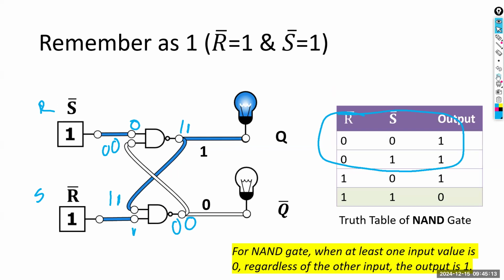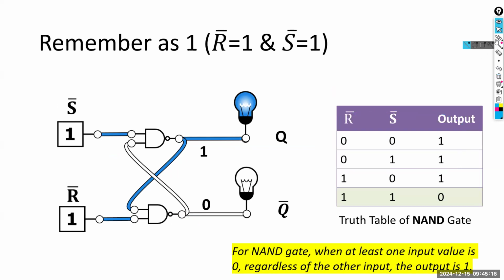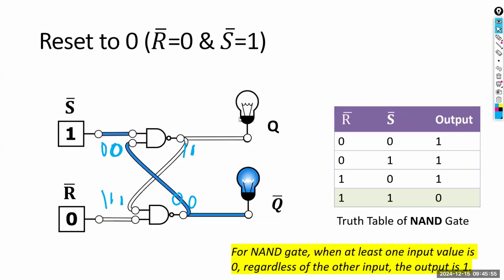Then once you get into that state, you make it both 1. By the time this is 1, this is 0. When at least one input is 0, output is 1. So therefore, this is 0 means this is 1. 1, 1 means 0. So it remains. Remember, memory when you make both 1. And similarly, you should be able to understand how to reset and remember. That I don't explain because I explained it for SR.